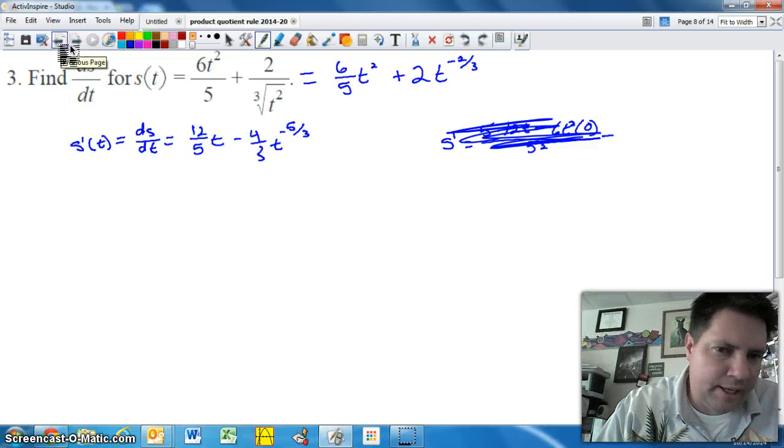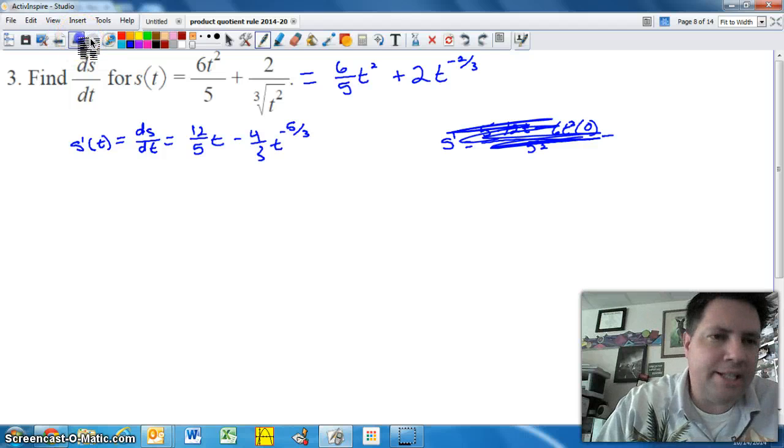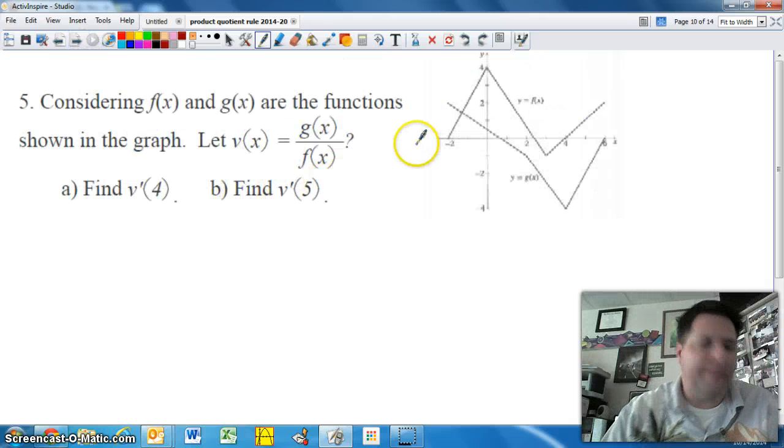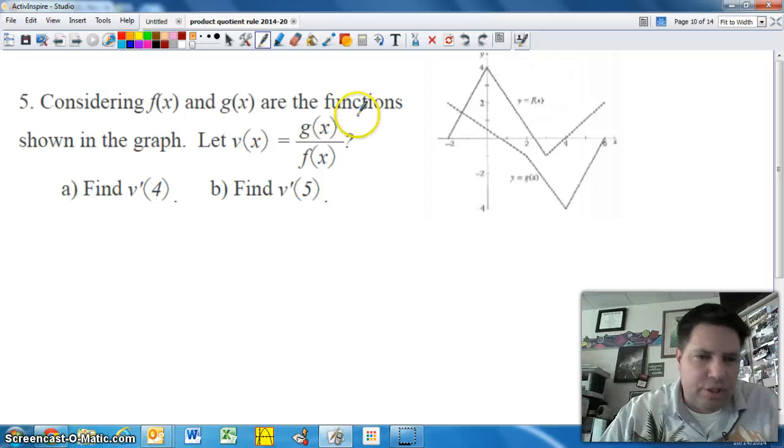12t over 5 minus 4/3. Okay, I checked it. My key matches. So number 4 matches. Now let's do number 5. Same thing we did at the bottom of the other page.